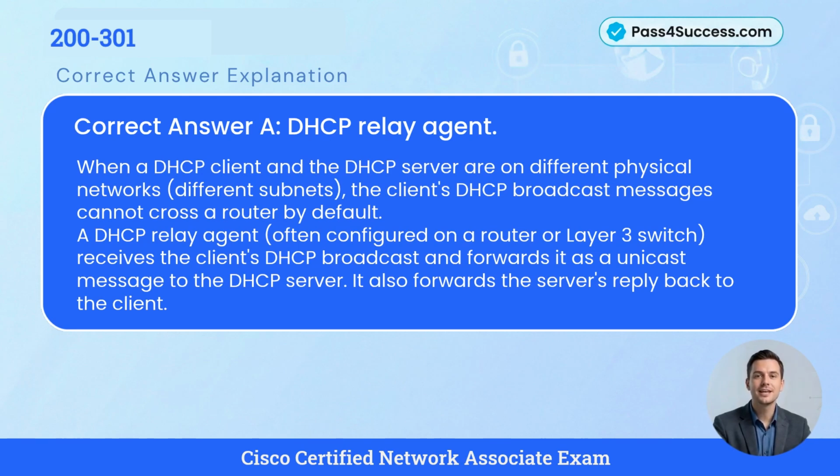Explanation. When a DHCP client and the DHCP server are on different physical networks, different subnets, the client's DHCP broadcast messages cannot cross a router by default. A DHCP relay agent, often configured on a router or layer 3 switch, receives the client's DHCP broadcast and forwards it as a unicast message to the DHCP server. It also forwards the server's reply back to the client.